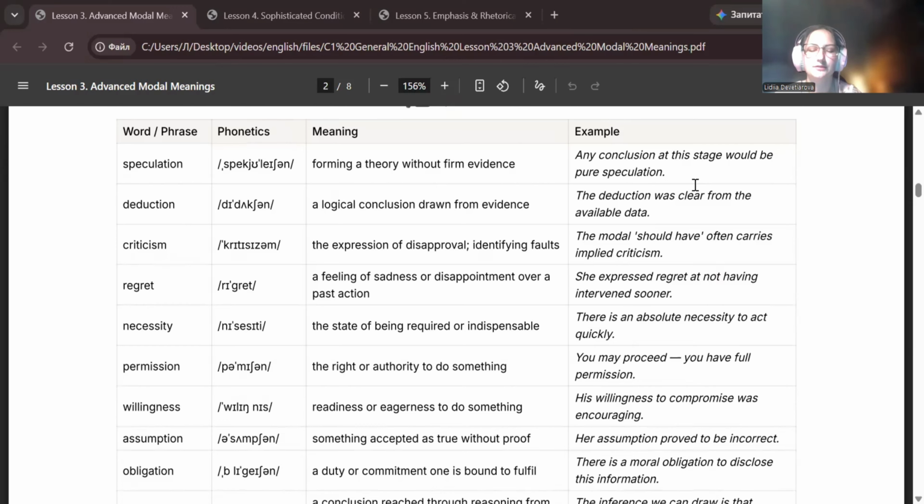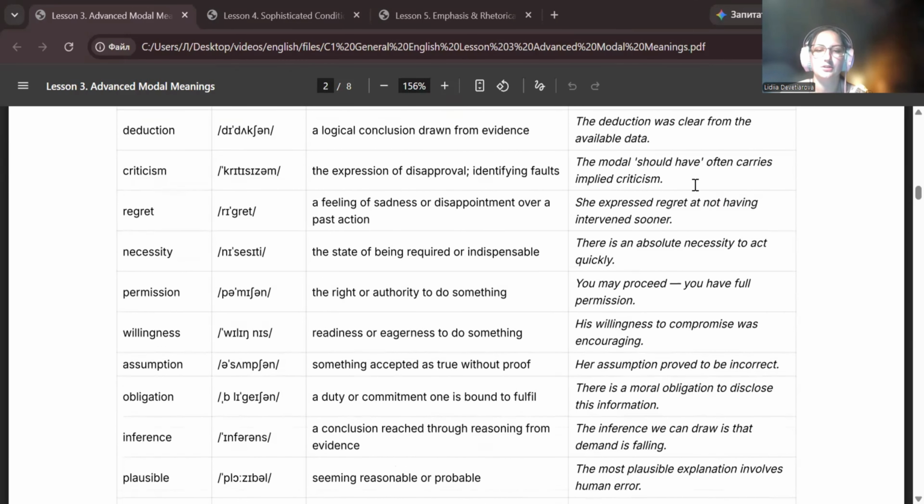Regret. A feeling of sadness or disappointment over a past action. She expressed regret at not having intervened sooner. Necessity. The state of being required or indispensable. There is an absolute necessity to act quickly.